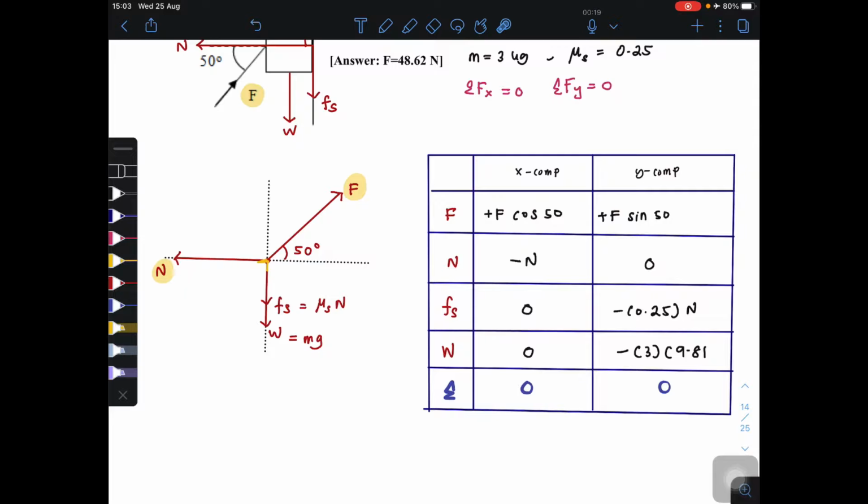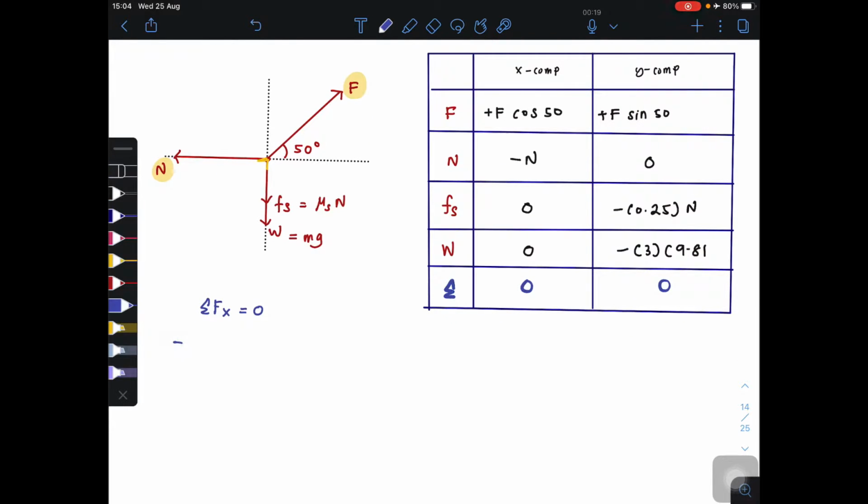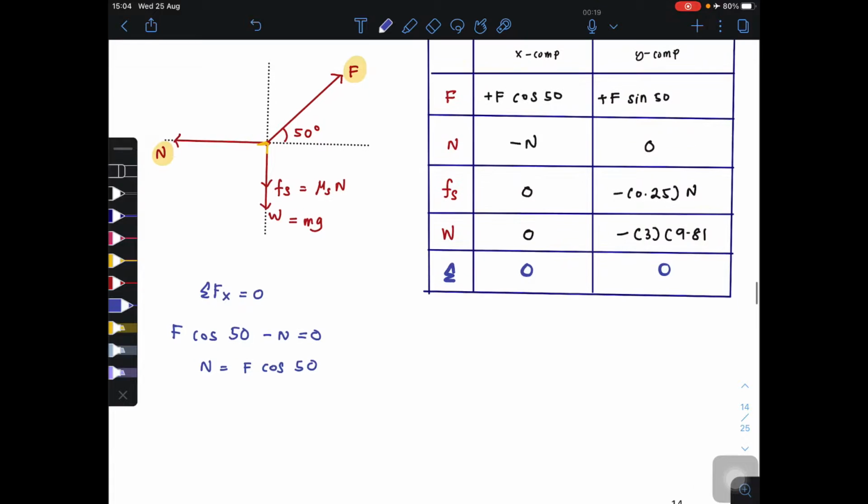Okay, so now that we have the table here, we need to calculate this one. Okay, keluarkan equation. So the sum of fx. Okay, the sum of fx is equal to 0. So f cos 50 minus n is equal to 0. So we can say n is equal to f cos 50. So we have two unknowns here. This will be the first equation.